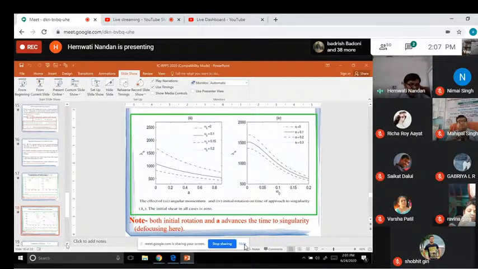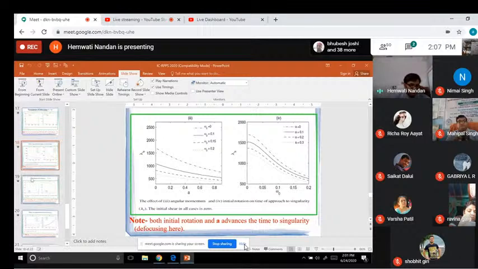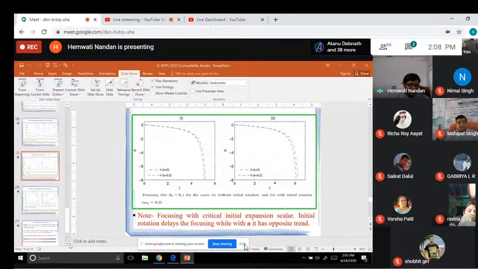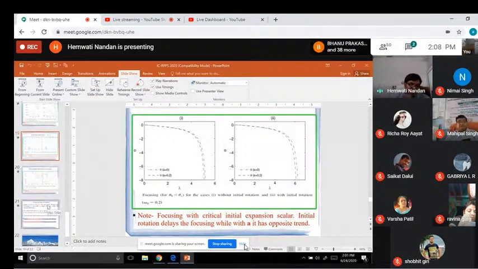And in the next plot, I will show you the focusing of theta, I mean when theta is going to minus infinity with the affine parameter, and focusing with some critical initial expansion scalar is clearly shown over there. And one interesting thing one can notice is that initial rotation delays the focusing, while with A, the Kerr spin parameter, it has certainly the opposite trend. You can notice it if you understand what I'm saying, right?